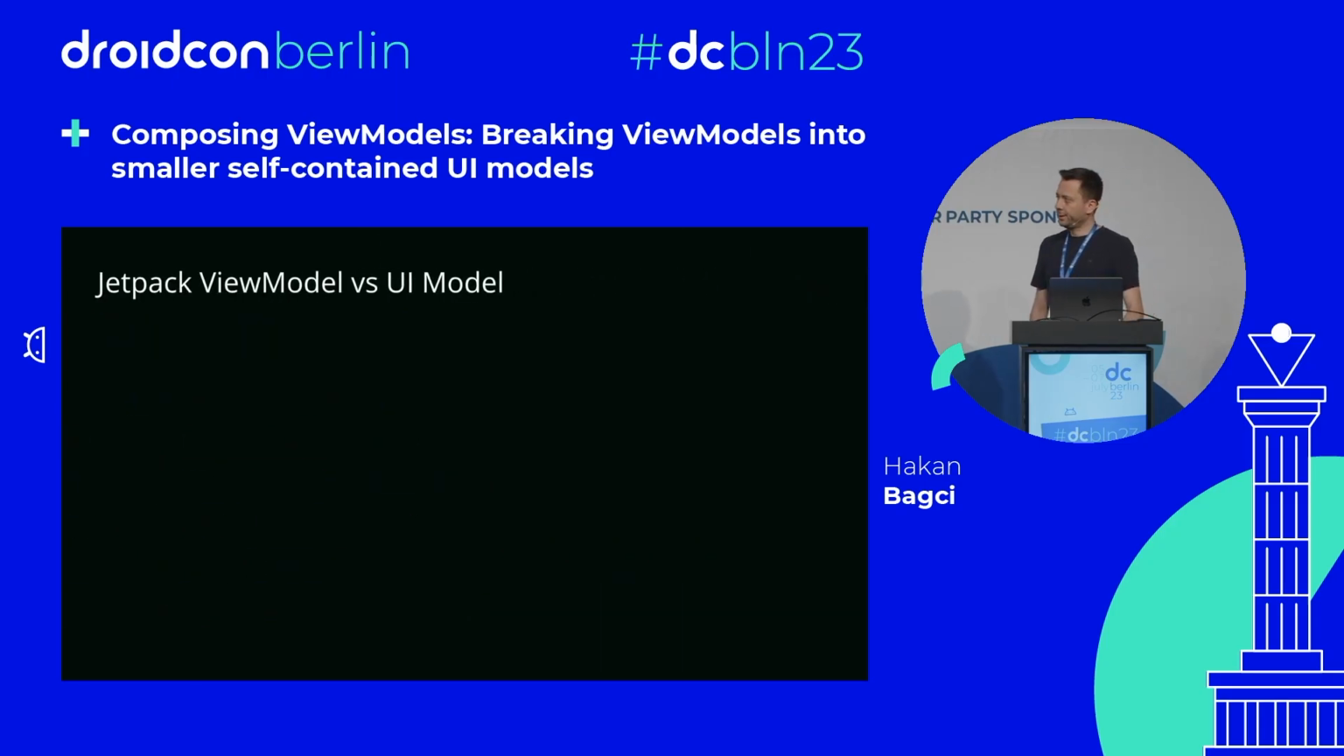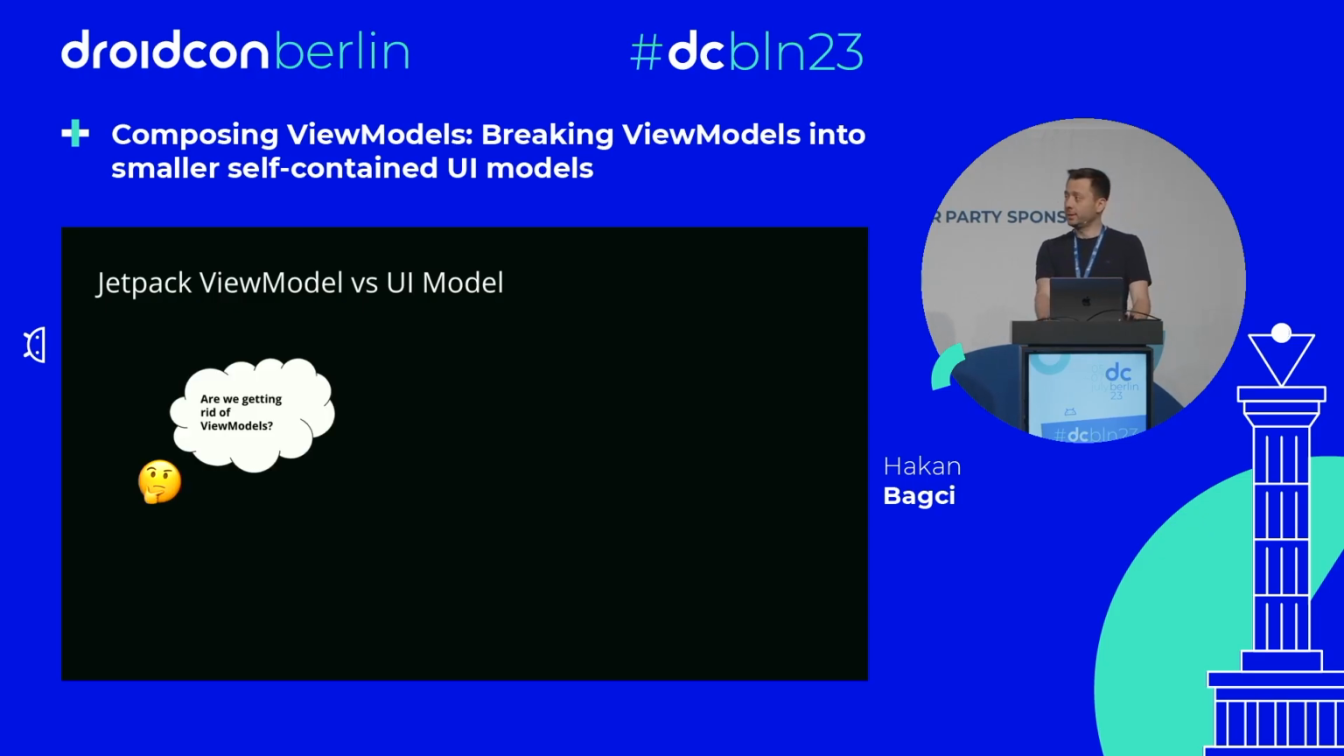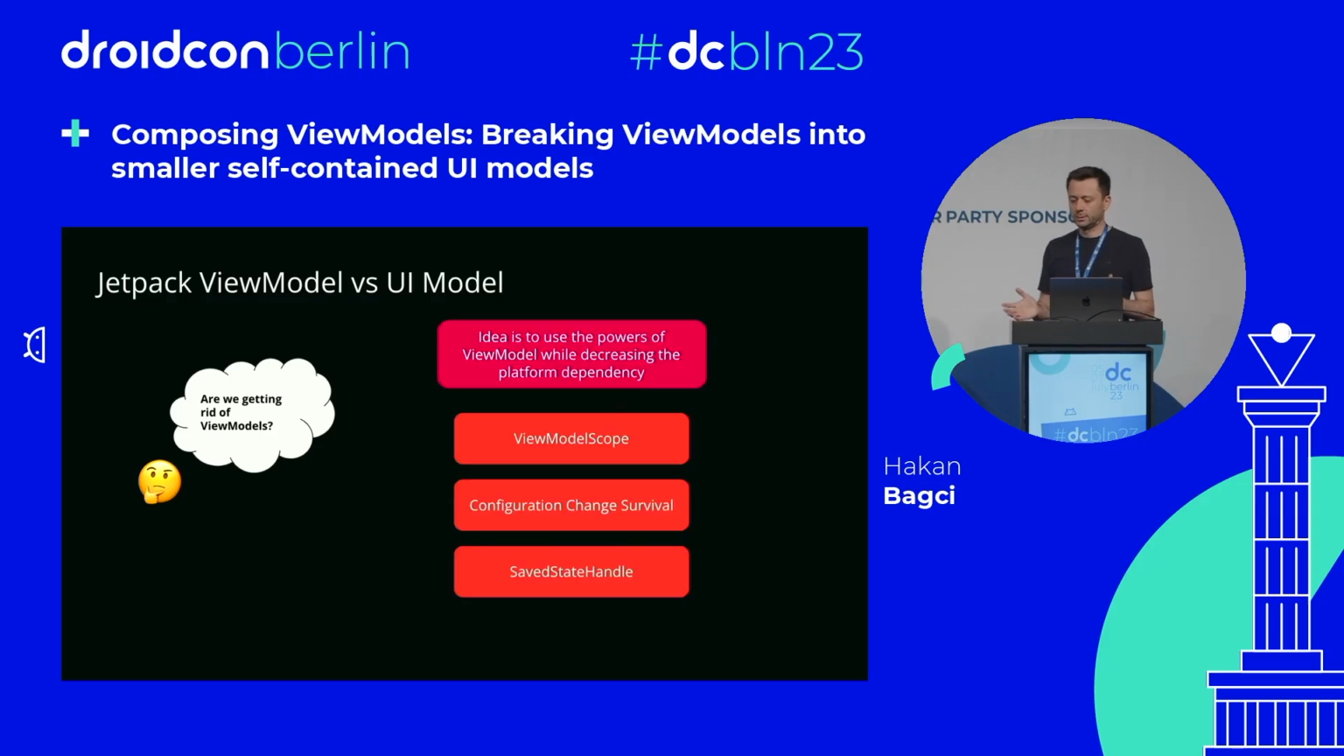So after comparing a ViewModel and a UI model, maybe someone can ask, are we getting rid of ViewModels? The answer is partially yes, partially no. We want to use these superpowers of ViewModels while keeping our UI models platform independent. These superpowers are ViewModel scope, configuration change survival, and SavedStateHandle. But how can we achieve this actually?